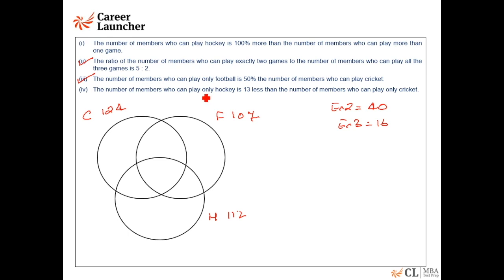Now the number of members who play only football, we have not used that statement. We have used statement 1.